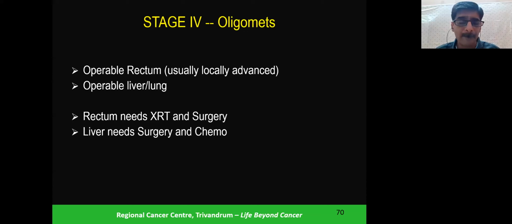For the rectum, as I said, you have to give radiation and operate. For the liver, you have to give surgery and chemotherapy. All these four modalities of treatment have to come together. How will you place it?